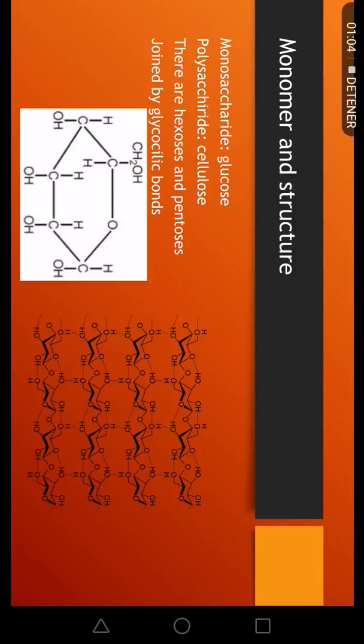The monomer of carbohydrates is a monosaccharide. An example of this is glucose. The polymer of them is a polysaccharide. An example of this is cellulose. There are hexoses and pentoses. These are the different types of carbohydrates. Carbohydrates are joined in a chain by glycosidic bonds.